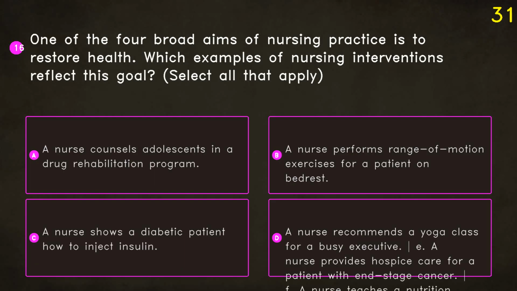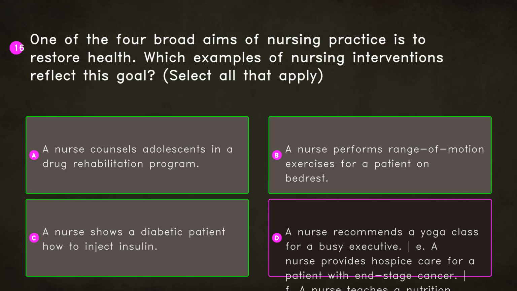Question 16. One of the four broad aims of nursing practice is to restore health. Which examples of nursing interventions reflect this goal? Select all that apply. A. A nurse counsels adolescents in a drug rehabilitation program. B. The nurse performs range of motion exercises for a patient on bed rest. C. The nurse shows a diabetic patient how to inject insulin. D. The nurse recommends a yoga class for a busy executive. E. A nurse provides hospice care for a patient with end-stage cancer. F. A nurse teaches a nutrition class at a local high school.